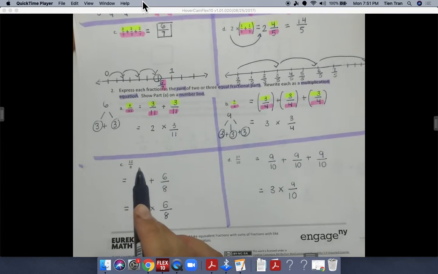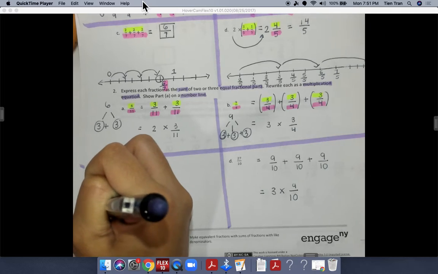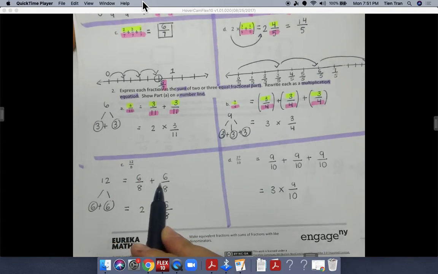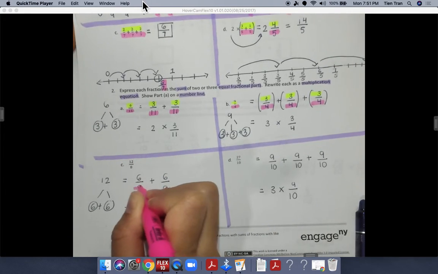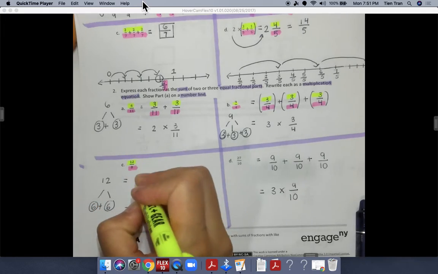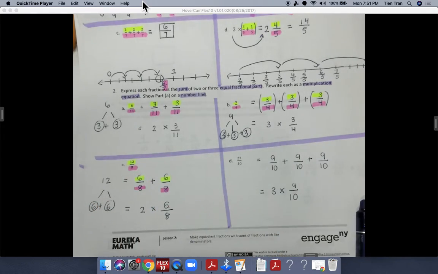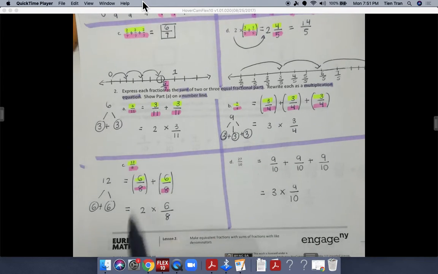Now for this one, we have 12 eighths, and I split 12 in 6 plus 6. So I have 2 6's at the top. And on the bottom, I have 8 because the denominator stays the same. Okay, so there's 1 and 2. So 2 times 6 eighths is the same as 6 eighths plus 6 eighths.